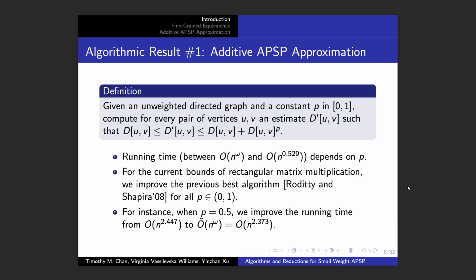For the current bounds of rectangular matrix multiplication, we improve the previous best algorithm by Roditty and Shapira for all values of p strictly between 0 and 1. For instance, when p is 0.5, we improve the running time from roughly n^2.447 to n^omega.